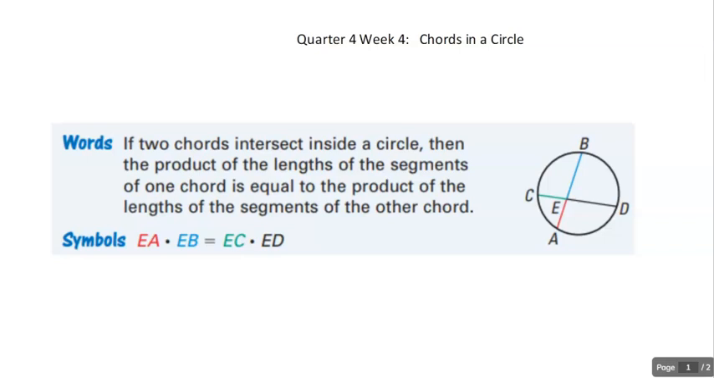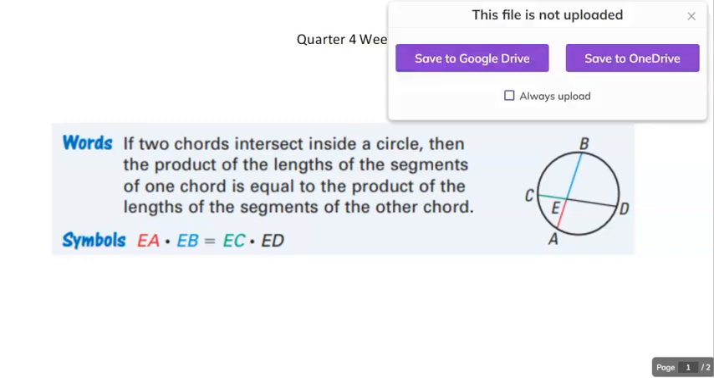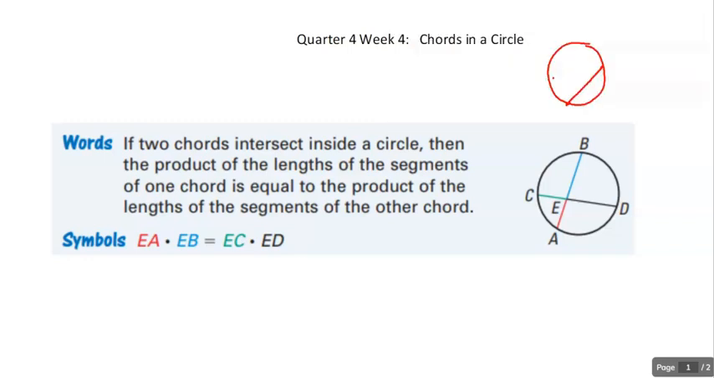All right, so this week we are going to focus on two chords that are in a circle and how their measurements are related. As a review, remember a chord in a circle is a segment that starts and stops on the outside of a circle, on the edge. So in this circle, we have chord AB, and we also have chord CD. So we're specifically talking about two chords in a circle.